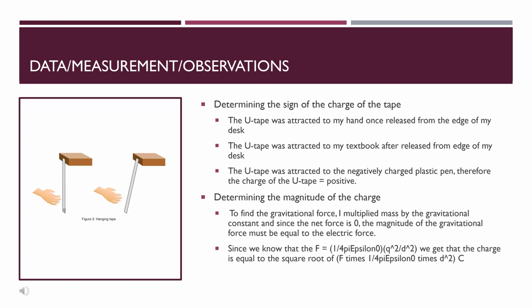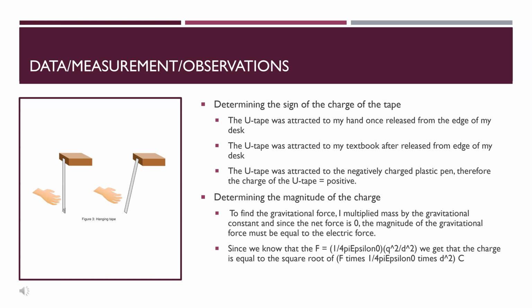To determine the magnitude of the charge, I first had to find the gravitational force. To find the gravitational force, I multiplied the mass by the gravitational constant g. Since there was no momentum change, the net force was 0, which meant that the gravitational force and the electric force had to be equal, since those were the only y component forces acting on the tape.